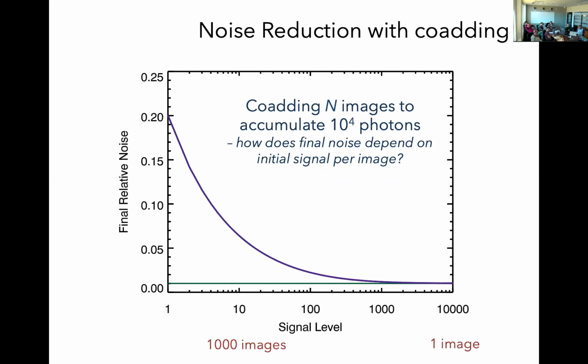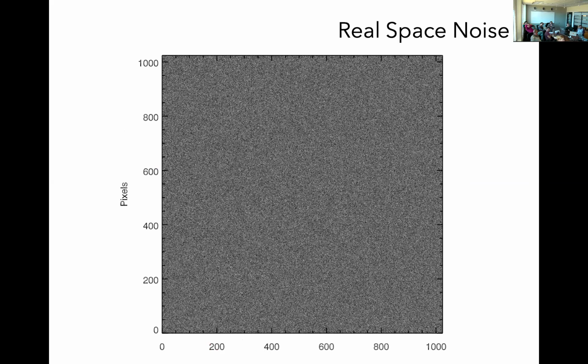So what does noise look like? Well, this is a nice image of noise in real space. You just have this random pattern. So what is this going to look like if I take a Fourier transform of noise? What do I get?